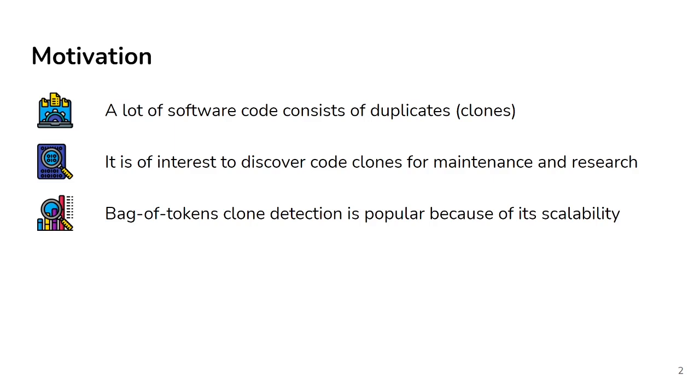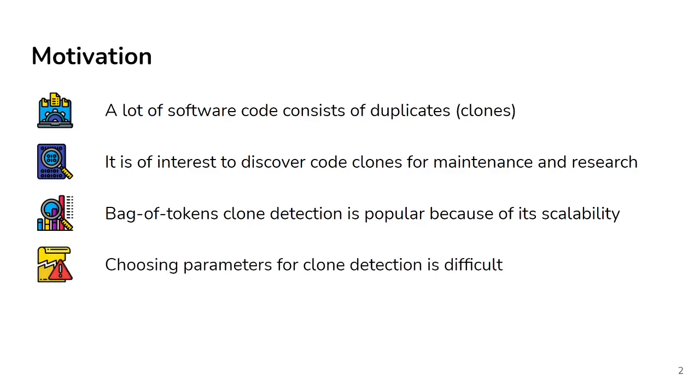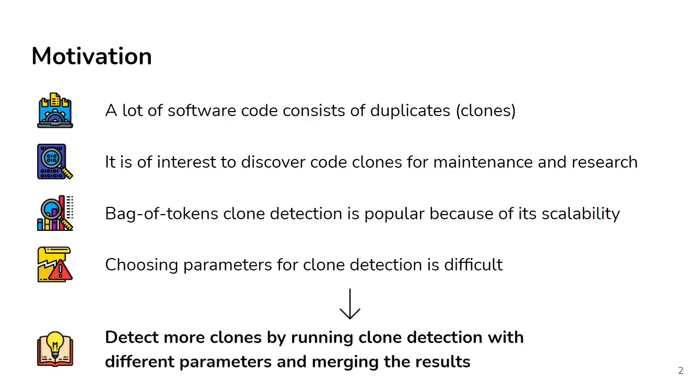There are many different types of code clone detection tools, which use different approaches: tokens, syntax trees, metrics, and others. Despite being on the simpler end of the spectrum, token-based tools, and specifically bag of tokens-based tools within them, are still widely used because of their good scalability. However, research has shown that a lot of problems in clone detection arise because of difficulties with choosing specific parameters for such configuration. Therefore, we propose to detect more diverse code clones by running clone detection tools with several parameter configurations and merging the results together.